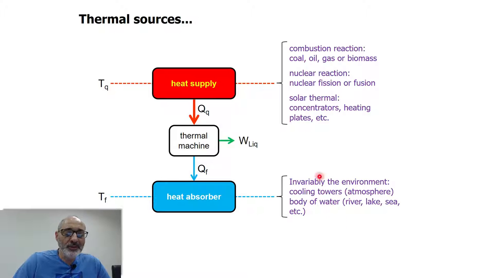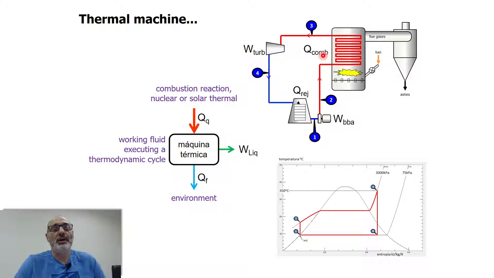I'm stressing this point because you cannot control the temperature of your heat absorber. You cannot control the temperature of the atmosphere, for instance, but you can control the temperature of your heat supply by controlling, for instance, the combustion temperature. So if you want to produce more work with less heat, you need to increase efficiency.